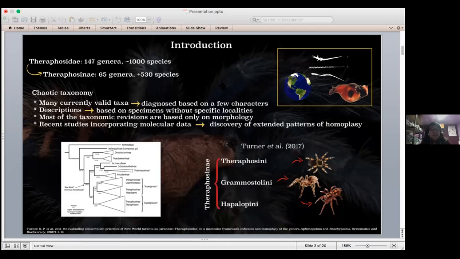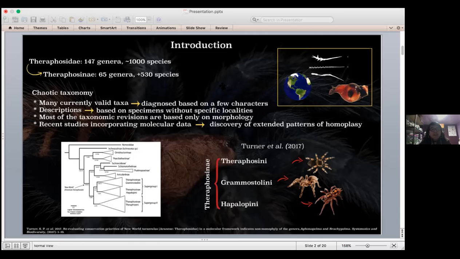So in the last 30 years, the taxonomy of tarantulas has been described as chaotic, and this is because many currently valid taxa were described in the late 18th century and are diagnosed based on a few characters. And the descriptions are based on a few specimens. Some of them are not completely developed, and also they lack specific localities. And this information is very important because it gives us an idea of their geographical distribution and also the range of the species. Also, as Caroline mentioned yesterday, in the last years, because of the expansion of tarantulas in the market, a few species have been described based on hobby material and also on exuviae.